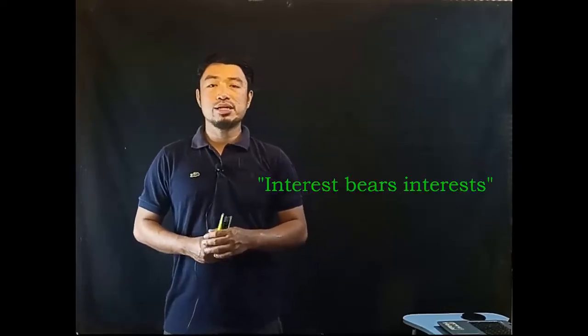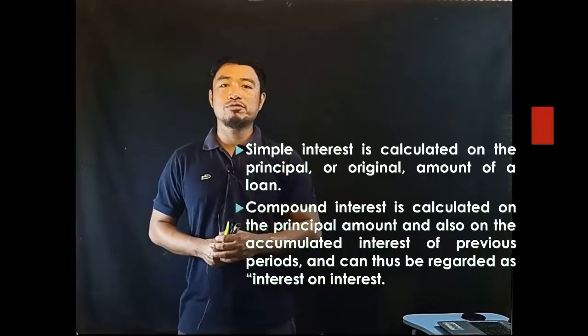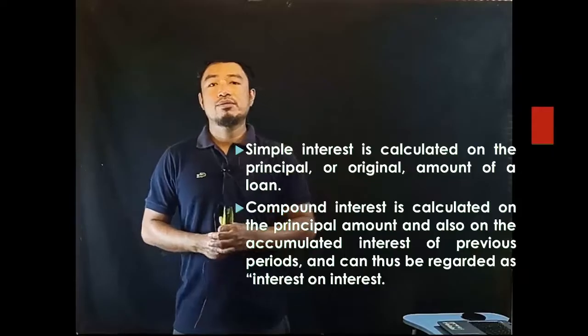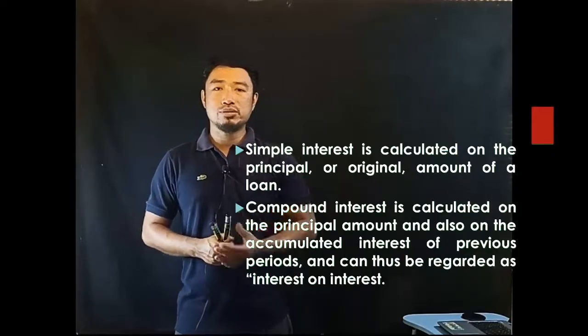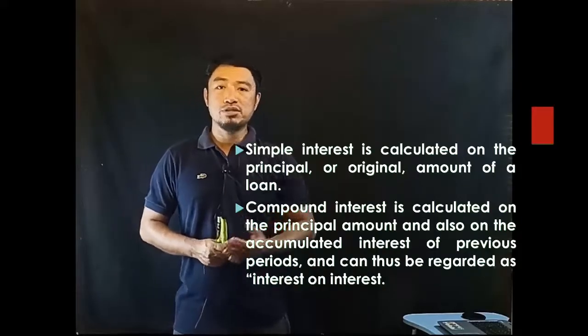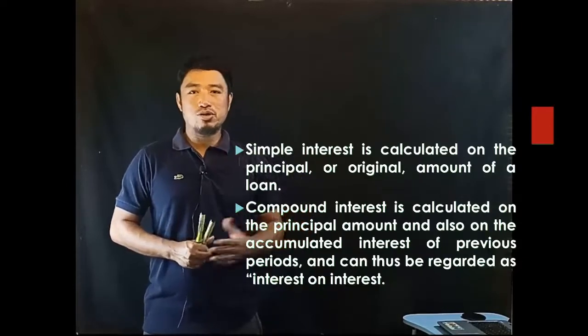Simple interest is calculated on the principal, or on the original amount of the loan or investment. On the other hand, compound interest is calculated on the original amount plus the accumulated interest on the previous periods, thus regarded as interest on interest.